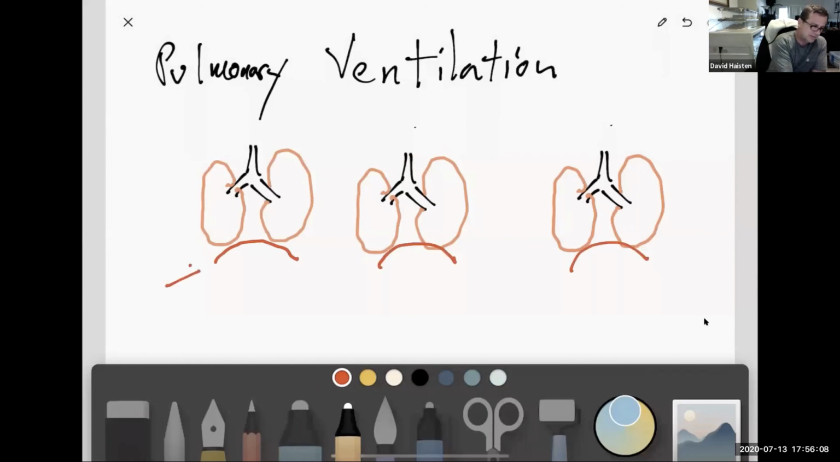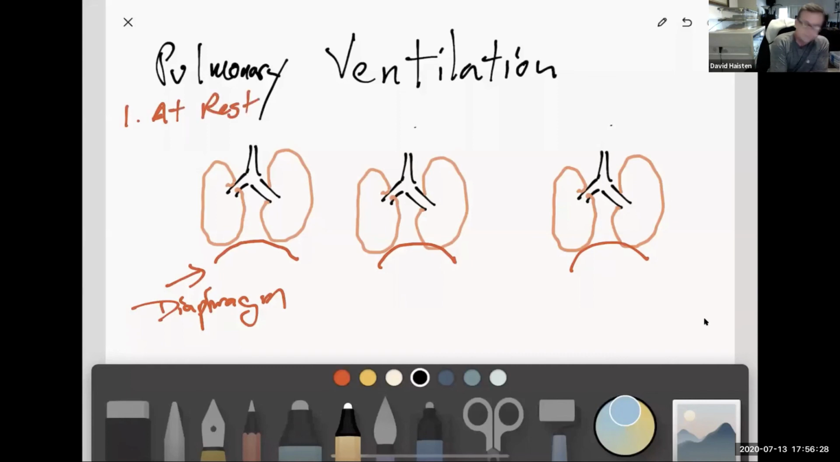So we have your diaphragm. So at rest, you're not taking a breath in, you're not taking a breath out. That's situation one. So at rest. Your diaphragm is convex. It's concave up. The diaphragm is curved naturally when it's relaxed. And the base of your lungs are sitting on it.